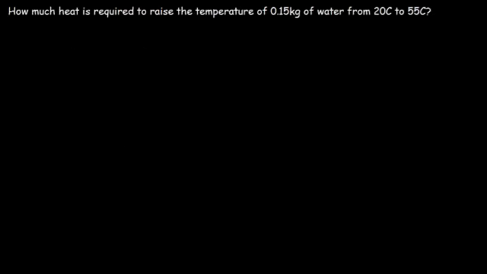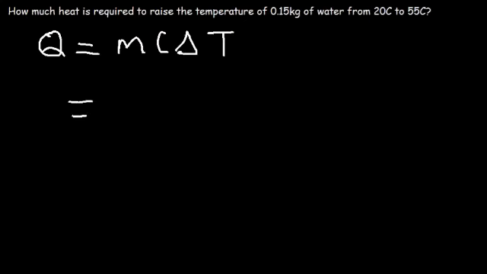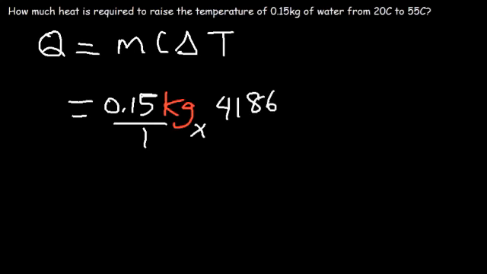How much heat is required to raise the temperature of 0.15 kilograms of water from 20 degrees Celsius to 55 degrees Celsius? So this is a temperature change problem, which means we need to use the equation Q equals mcΔT. And we're looking for Q. So we have the mass, which is 0.15 kilograms, and the specific heat capacity for liquid water, we said it was 4,186, and the units were joules per kilogram per Celsius.